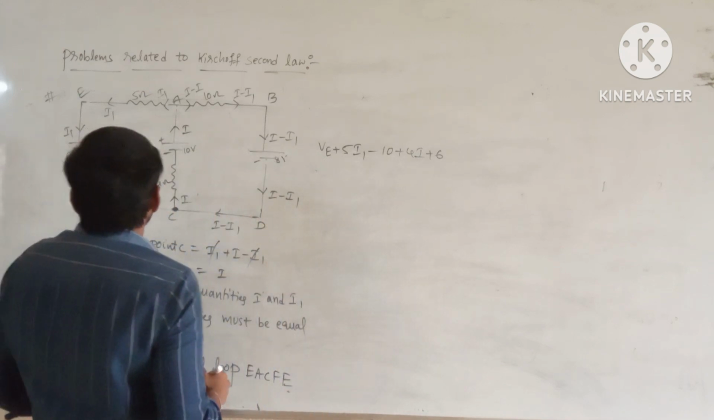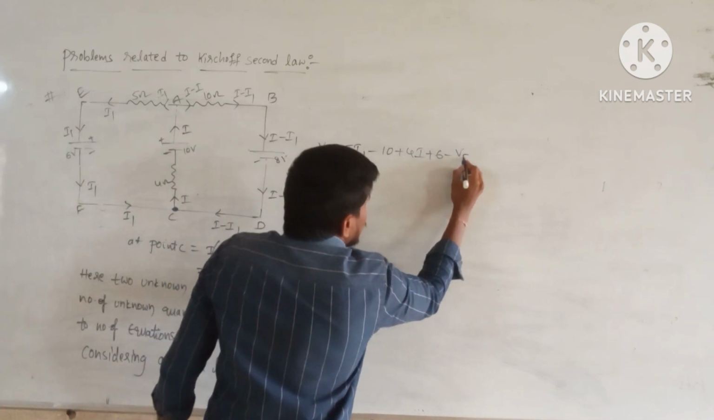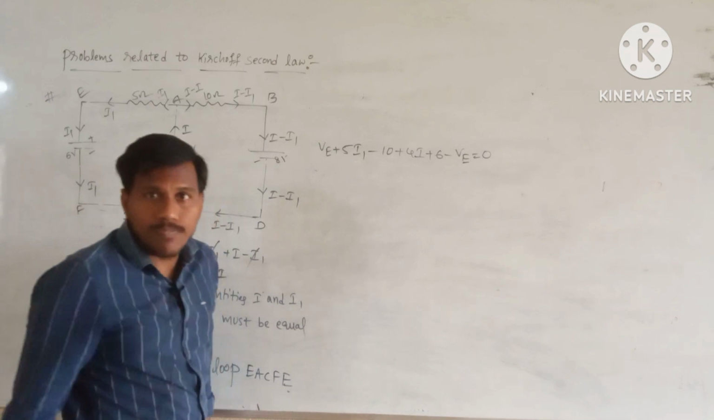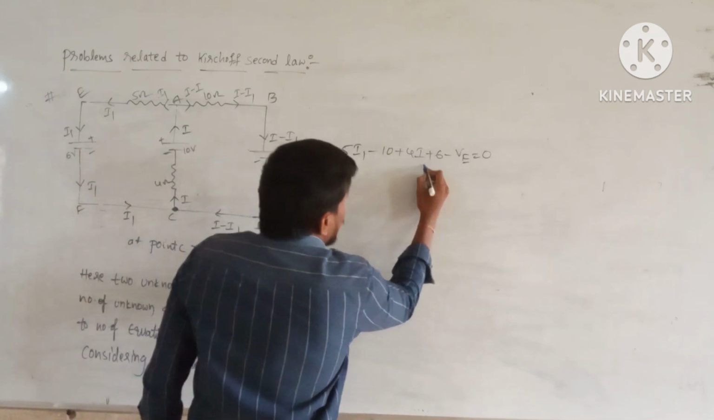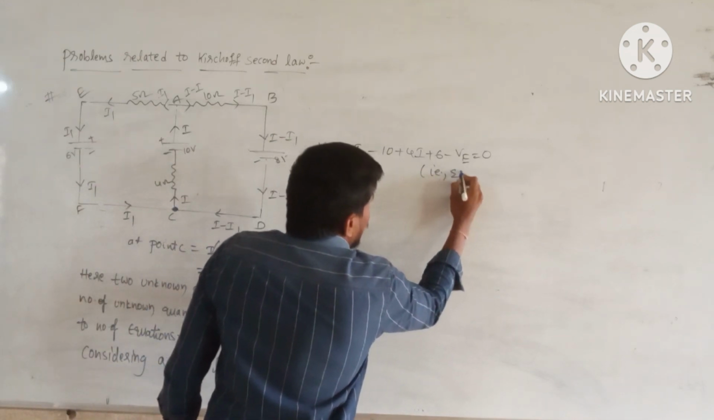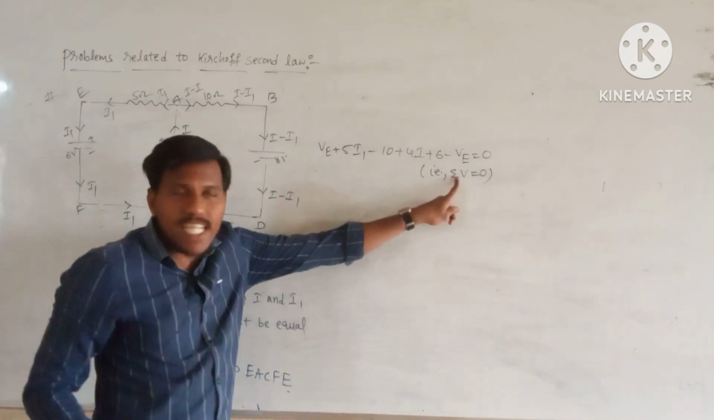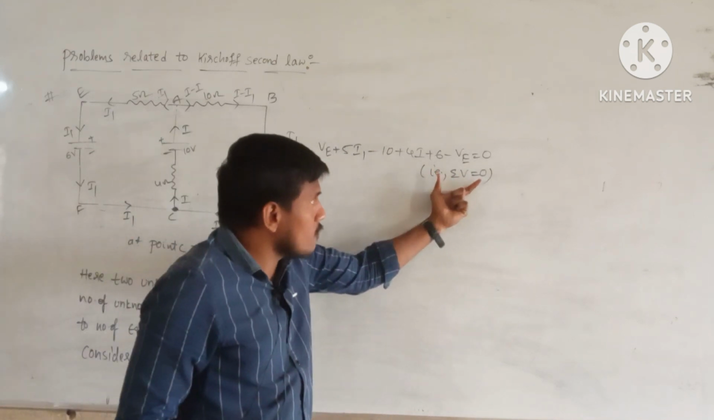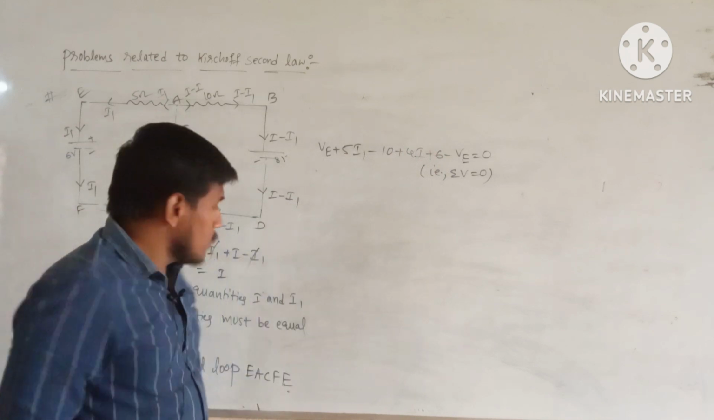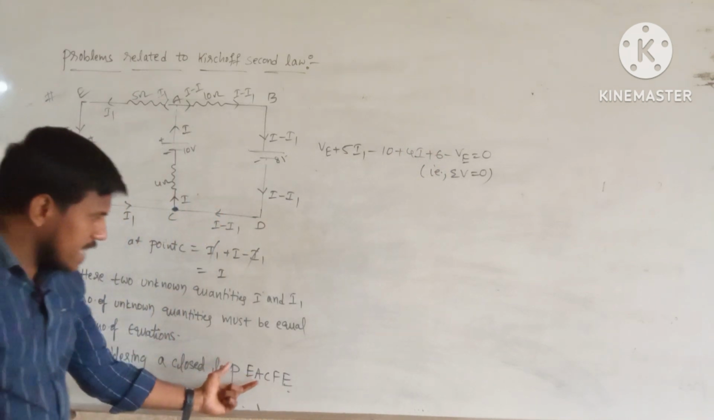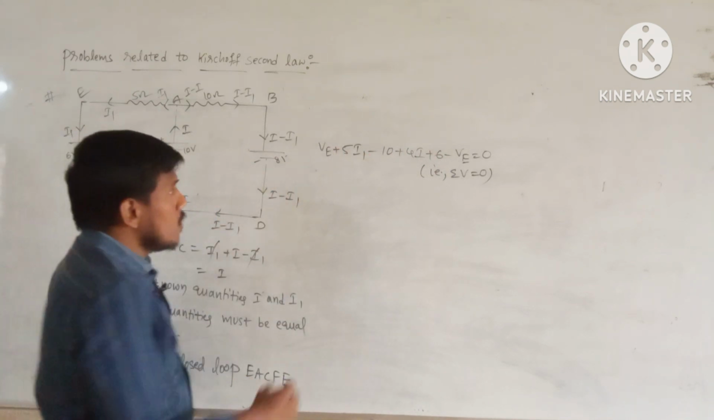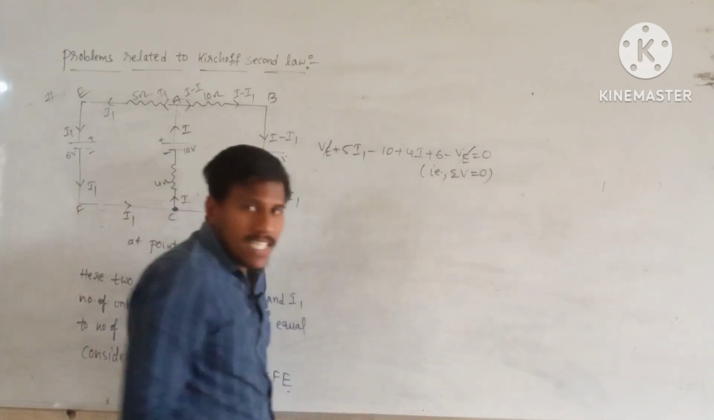So plus 6 minus V should be equal to 0. According to Kirchhoff's second law, sigma V equals 0, no? So according to that, I am writing this equation for the closed loop EACFE like this. So plus VE minus VE cancel.